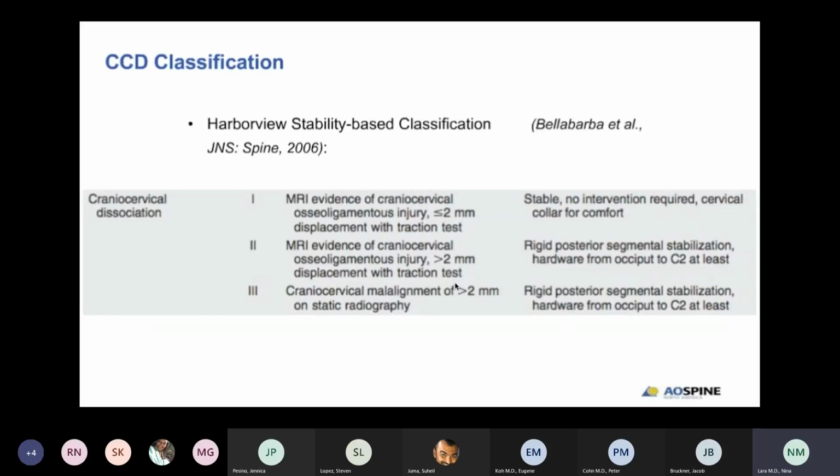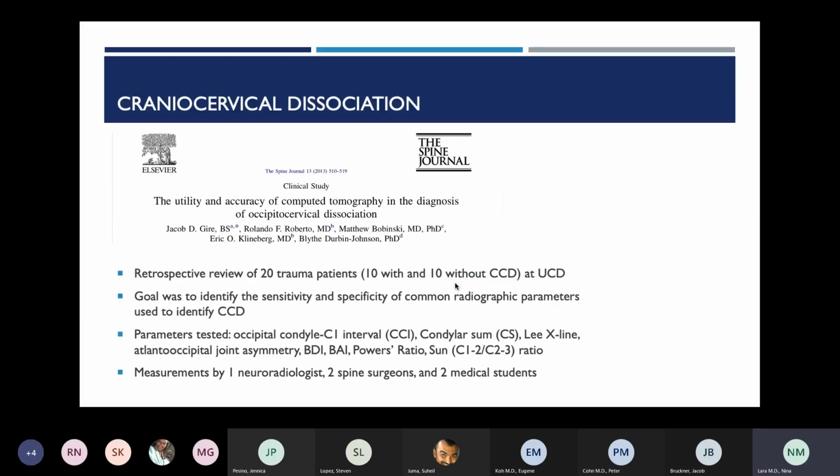So the other classification, Harborview, is based on the degree of instability. So 1 is stable, no displacement on static or dynamic imaging. This can be treated in the collar. 2 is reduced on static imaging, but greater than 2 millimeters displacement with traction. And then 3 is grossly displaced. And then both 2 and 3 are treated with posterior occipital cervical fusion.